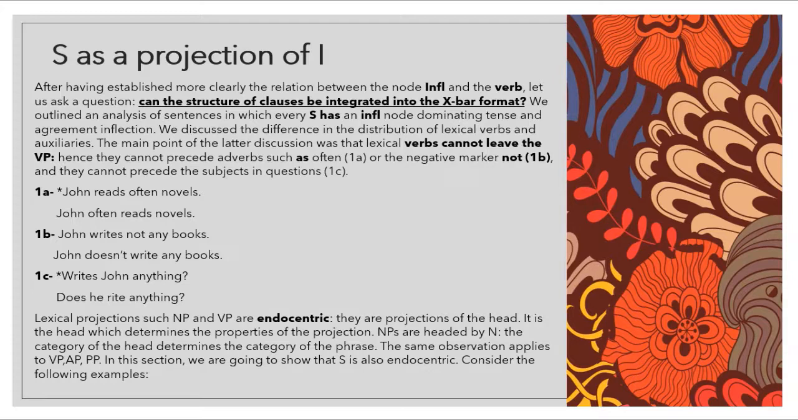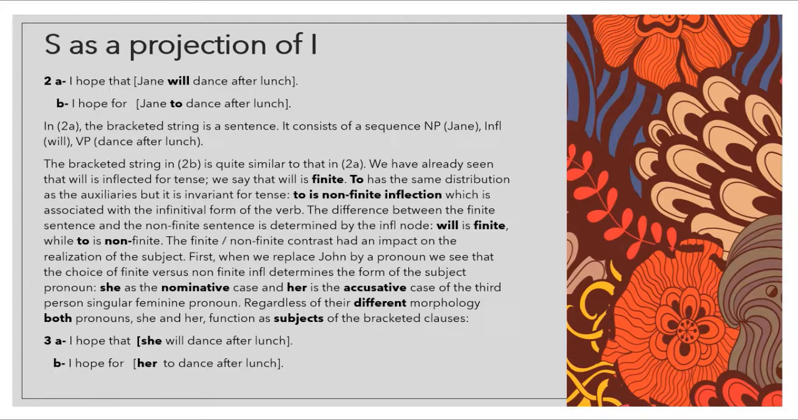In this section we are going to show that S is also endocentric. That is, even the sentence which dominates all those NPs and VPs is also endocentric. How is that? Let's consider the following example. In 2A, the first example, the bracketed string is a sentence. It consists of a sequence of an NP, Jane, and a VP, will dance after lunch. Jane will dance after lunch.